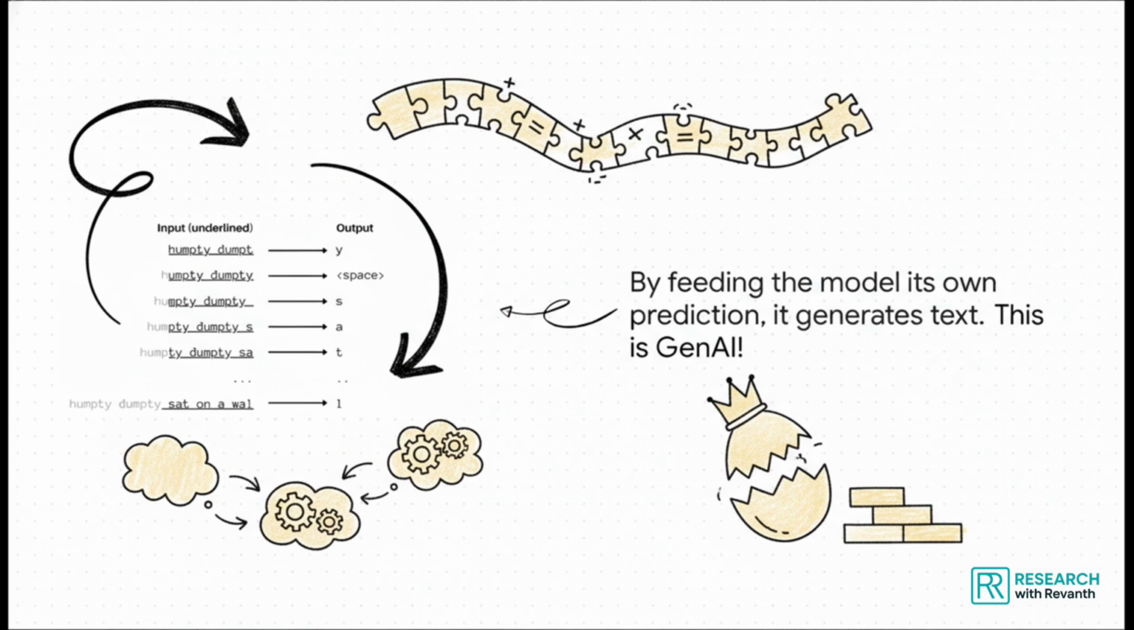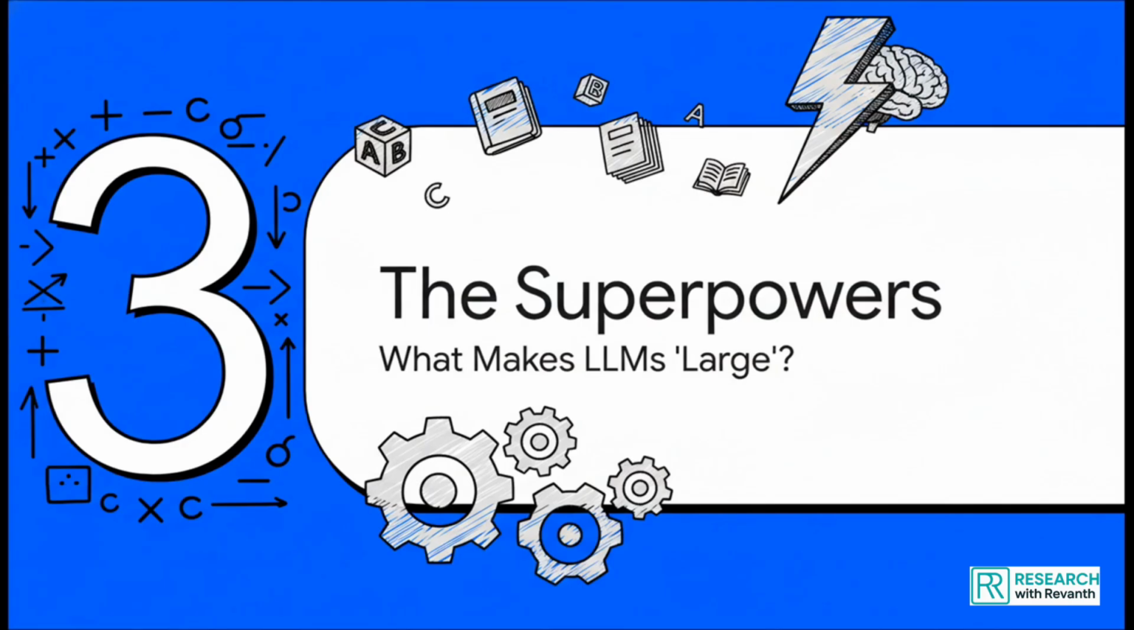It's building the sentence one letter at a time by talking to itself. That's it. That's generative AI in a nutshell. All right, section 3, the superpowers. So predicting the next letter of Humpty Dumpty is neat, but it's a universe away from what ChatGPT can do. So what's missing? What are the big upgrades that turn our simple model into a truly large language model?